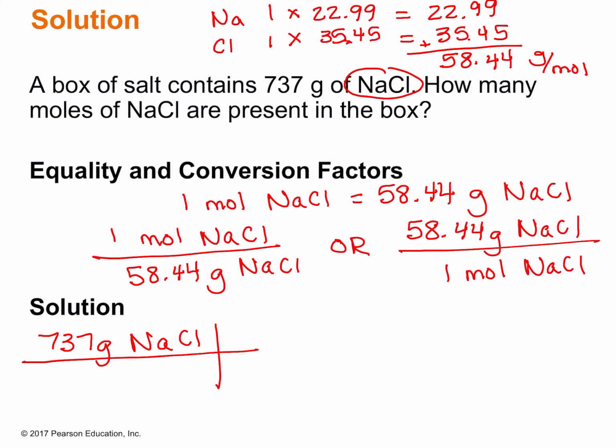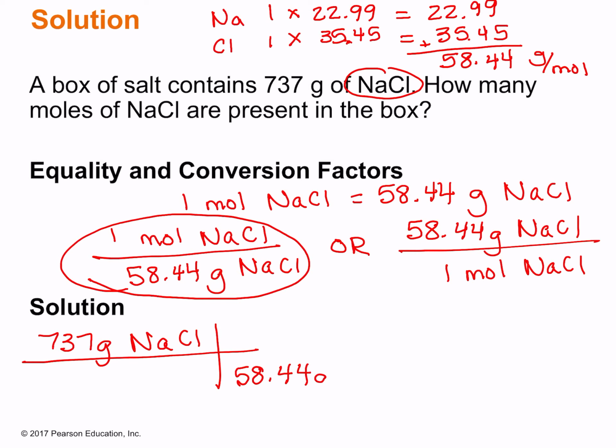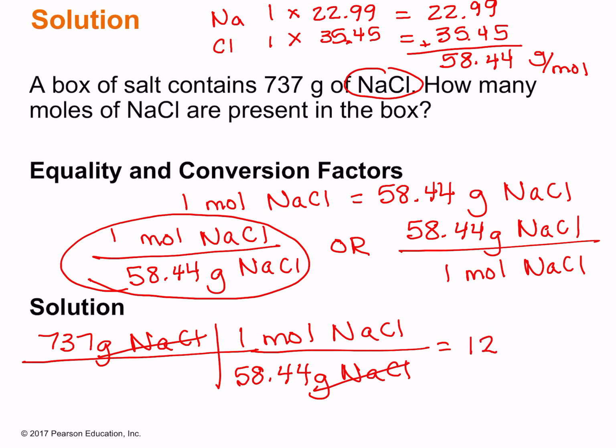We know grams of sodium chloride has to cancel grams of sodium chloride, so we're looking for grams of sodium chloride to be on the bottom. That means we're going to use the one on the left. So 58.44 grams of sodium chloride will go on the bottom, and 1 mole of sodium chloride will go on the top. We make sure grams of sodium chloride cancels grams of sodium chloride. So we do 737 times 1 over 58.44, and that gets us 12.6 moles of sodium chloride.